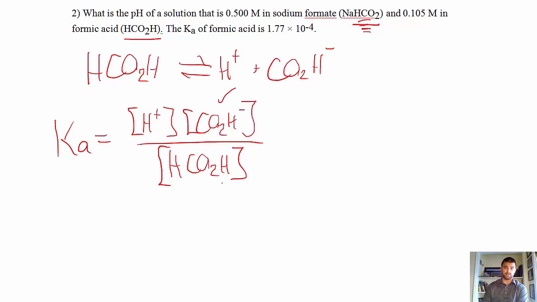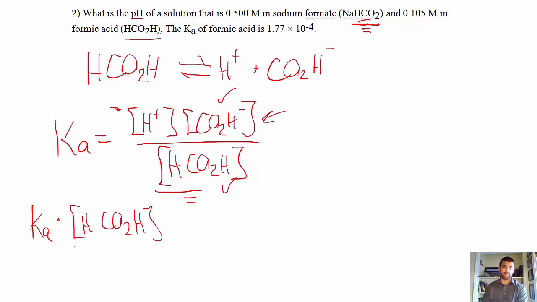They tell us the concentration of our acid. So it's really we're trying to solve for the H⁺ so that we can get the pH from that. So let's do one step at a time. Let's get H⁺ by itself. So I'm going to have to get rid of this down here, move it to the other side. So I get Ka times the concentration of the HCO₂H. And I'm going to have to divide by the sodium formate. So I divide by the CO₂H⁻. And that is going to equal my H⁺ concentration.